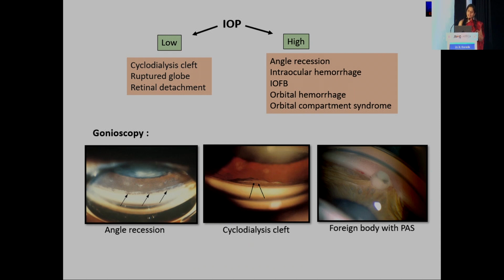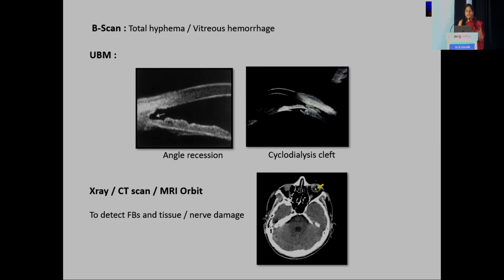One single indispensable tool for clinching a diagnosis is gonioscopy. You look at the gonioscopy, you find out there is an angle recession. Sometimes you even see a cyclodialysis cleft or even a hidden foreign body inside the eye. Other investigations which are very important in a case of trauma are B-scan, UBM, and also the presence of any foreign body, which is picked up by X-ray or CT, and look for any associated damage.